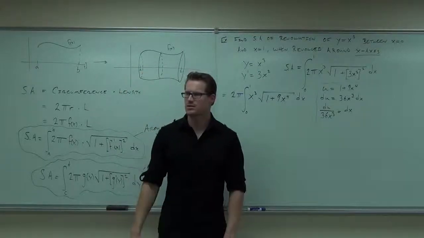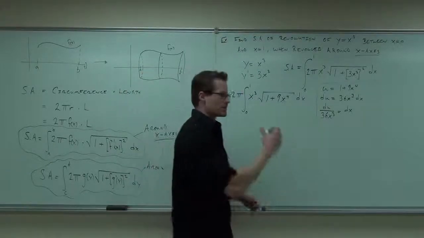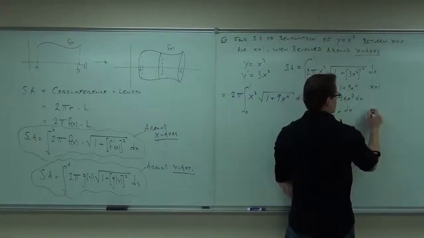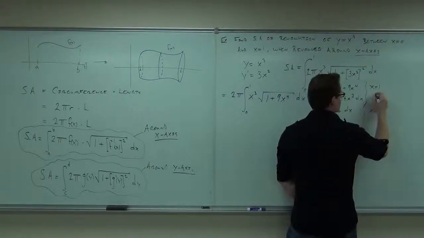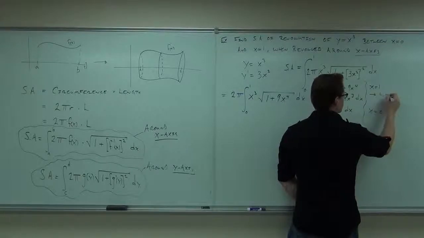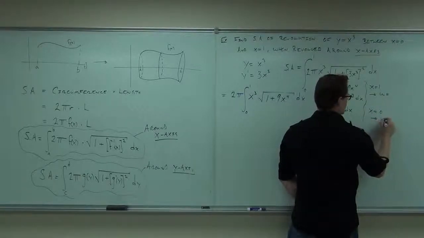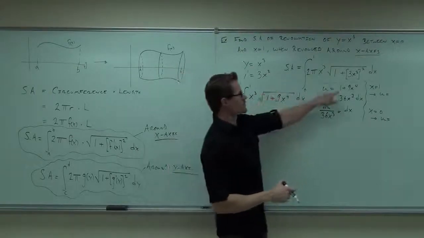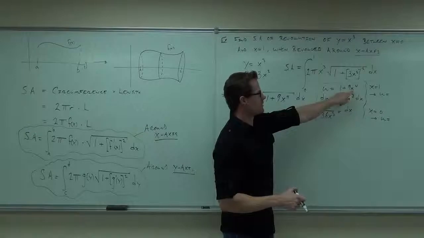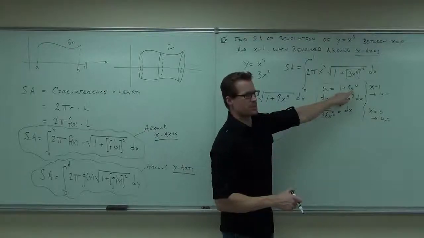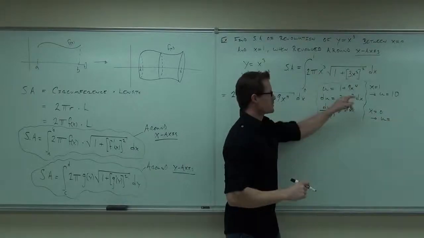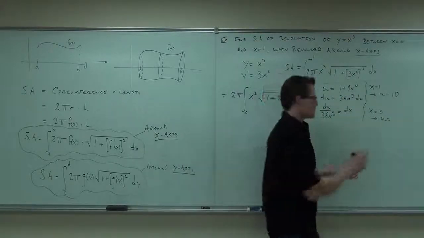Do you guys like changing bounds? I like changing bounds too. It makes it easier later on. So let's take our x equals 1 and our x equals 0. Let's change those bounds. If x equals 1 and u is 1 plus 9x to the 4th, how much is our u going to be? 10. Perfect. Not too bad. If x equals 0, how much is u going to be? 1. Not bad either.